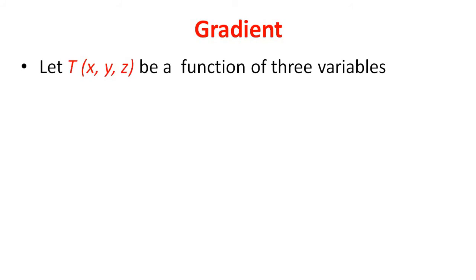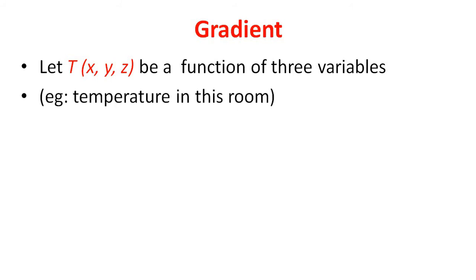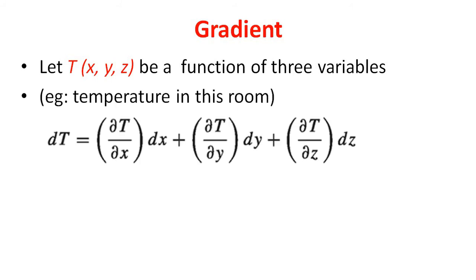Gradient. Let T of x, y, z be a function of three variables. T may be temperature or any other parameter, for example, temperature in this room. Then dT can be written as dT equal to ∂T/∂x dx plus ∂T/∂y dy plus ∂T/∂z dz, because T is a function of three variables.